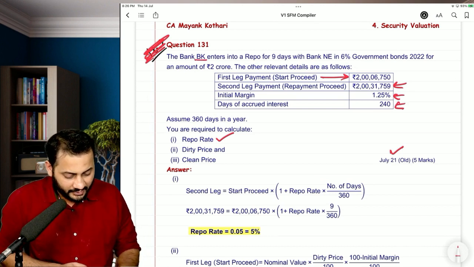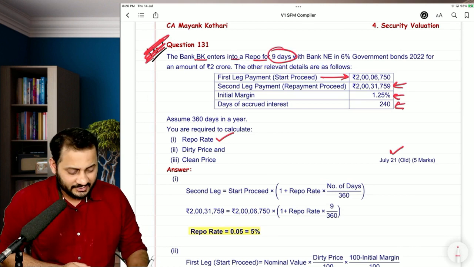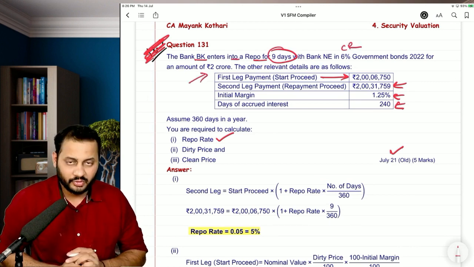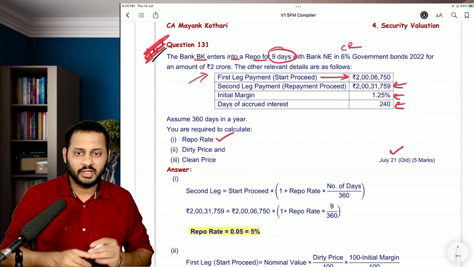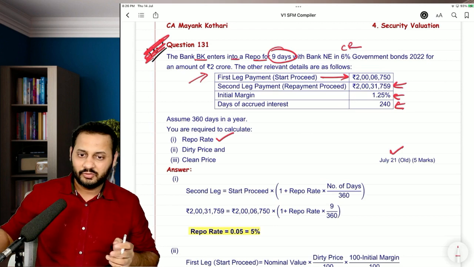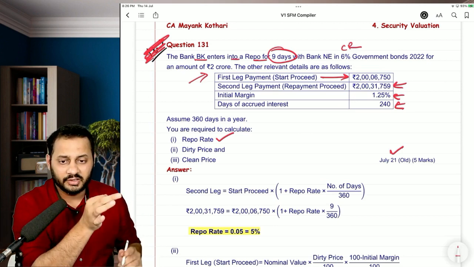Now the bank BK enters into a repo for 9 days only. Okay. 6% is going to be the coupon rate for an amount of 2 crore. This is going to be the face value. Now we have to calculate the repo rate. Can we calculate it? But I think before calculating the repo rate, we have to first understand everything.